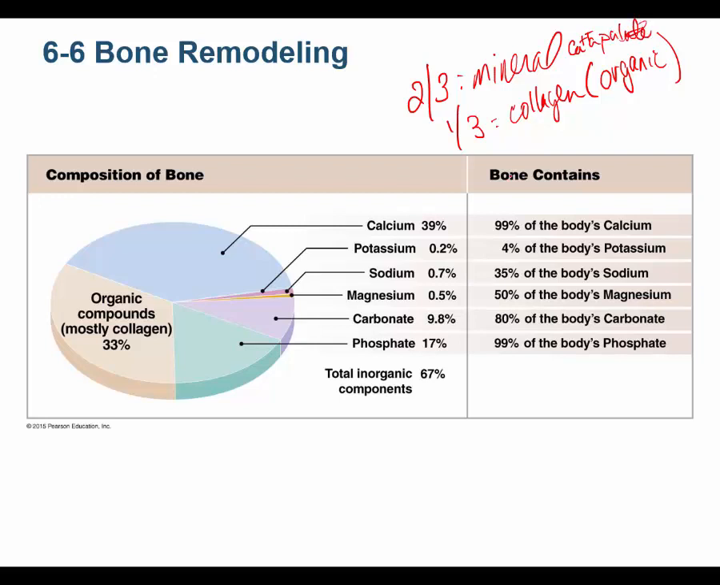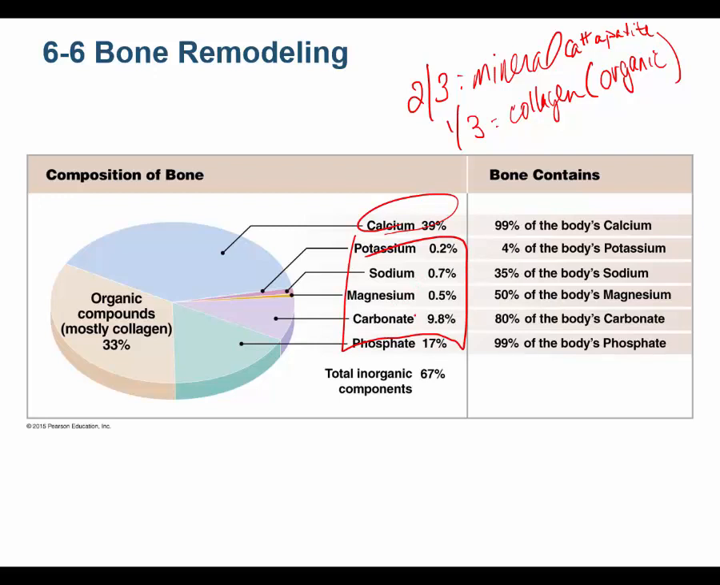I can't spell. Calcium apatite. Let me try that one again. So the mineral portion is hydroxyapatite, or calcium apatite. And remember, it's not the hungry type of appetite. It's spelled A-P-A-T-I-T-E. You can see that the composition of bone is 39% calcium. You've got some other minerals in there. You can see them all there. Those are some other minerals.